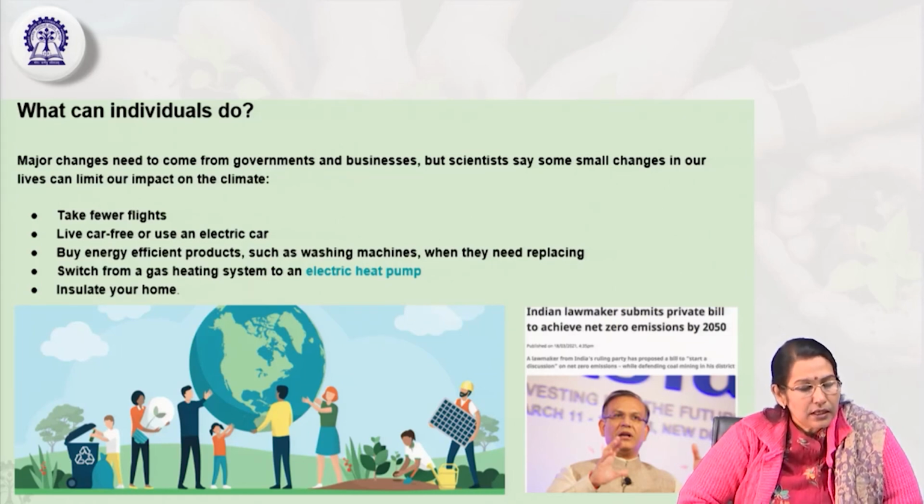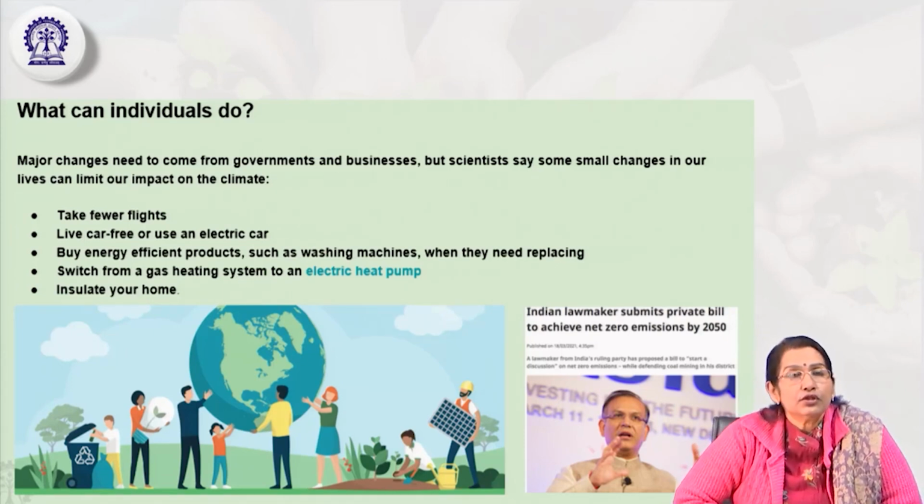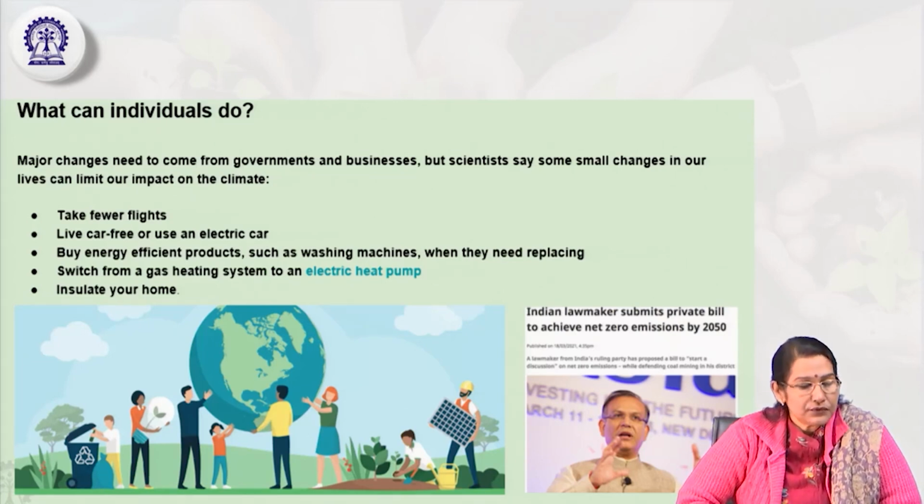Buy energy efficient products, such as washing machines, when they need replacing. Some old machines and technology products consume more energy, so replace them. Nowadays refrigerators, air conditioners, coolers, and all kinds of electrical gadgets and equipment are being produced with minimum energy consumption. So we have to replace all our old machinery and technology gadgets with these new, energy efficient products.